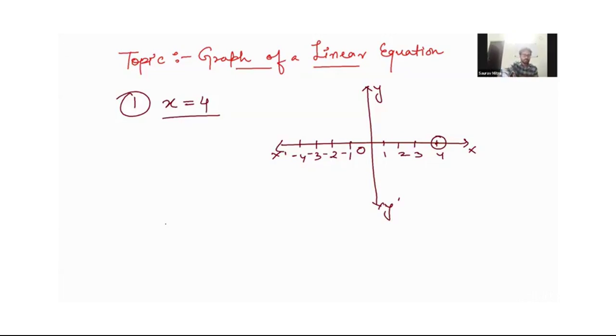So now we will construct a line parallel to the y-axis. Now we will draw a line parallel to the y-axis passing through 4. Okay, this will be your x equals 4. This line is your x equals 4. So the graph for this equation x equals 4 is this.